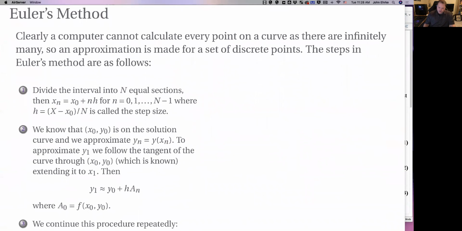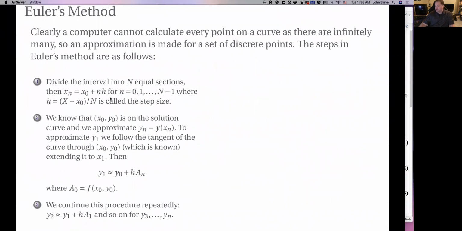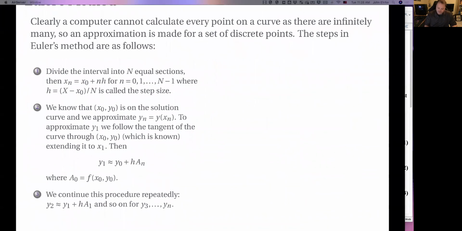Okay, so what is Euler's method? Well, it's actually really simple. I have the steps involved here, but to be honest, the steps may sound more complicated than they really are. Let me graph this for you and talk about the steps that are involved.